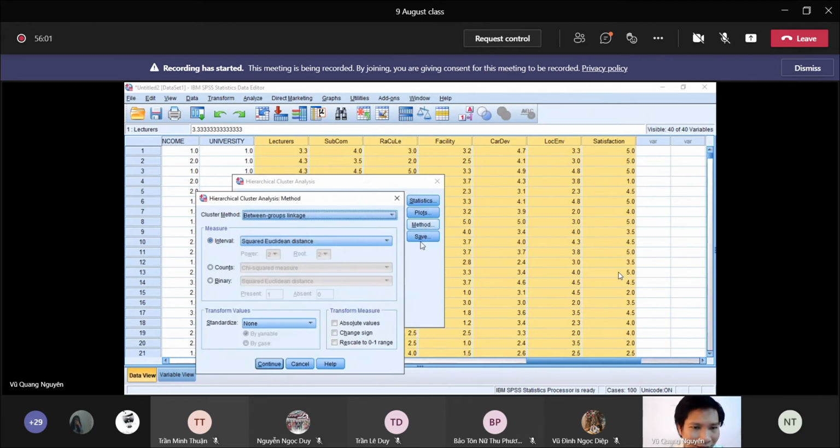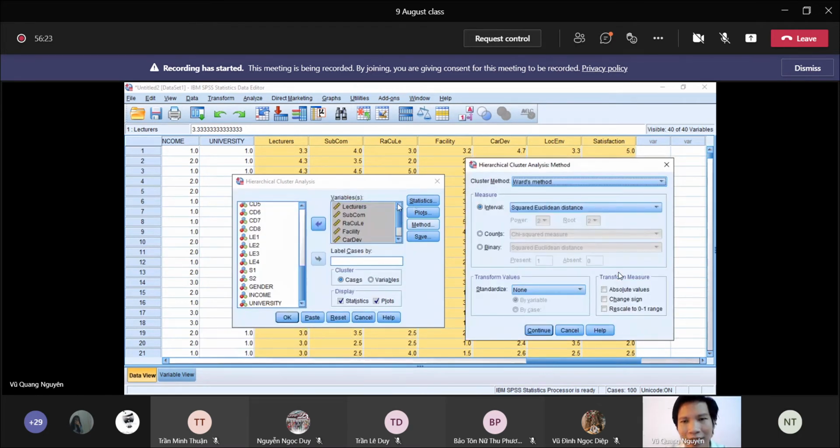And then click in the method, and you use the Ward method. Okay. Ward method. What is the Ward method? It is the best method that is in your book. Ward method is based on variance, and measure. Make sure it's interval. Why interval? Because you can see that all 7 variables I put into the hierarchical cluster analysis are interval.